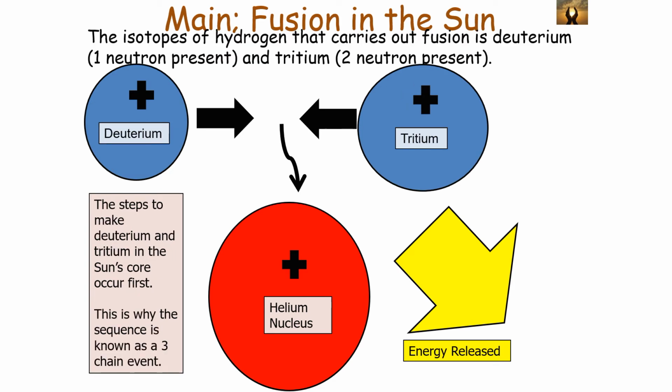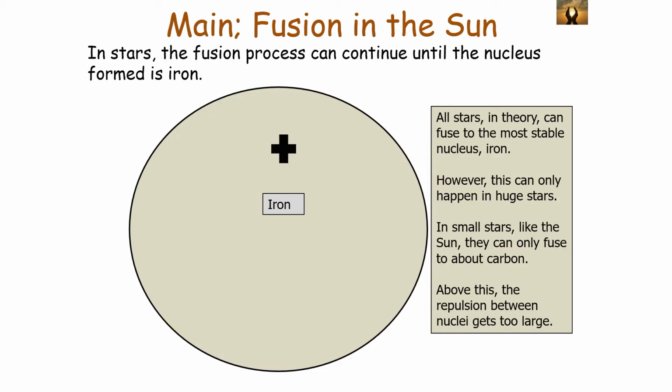Now the steps to make deuterium and tritium in the Sun's core occur first, which is actually why it's called a three-chain event, because one of the hydrogen nuclei is deuterium, which is when you've got an extra neutron present with a proton, and the other hydrogen nuclei present is tritium, which is when you've got two neutrons present with a proton. Now in stars, the fusion process can continue until the nucleus formed is iron.